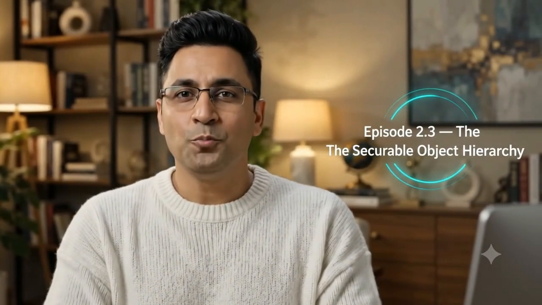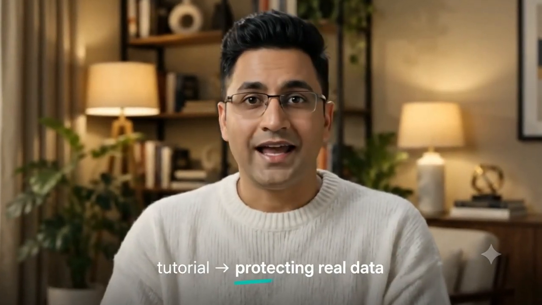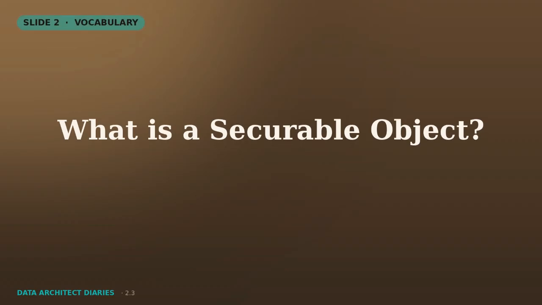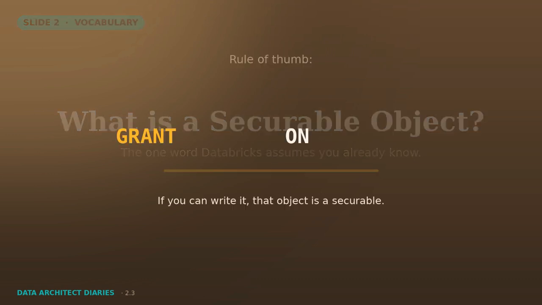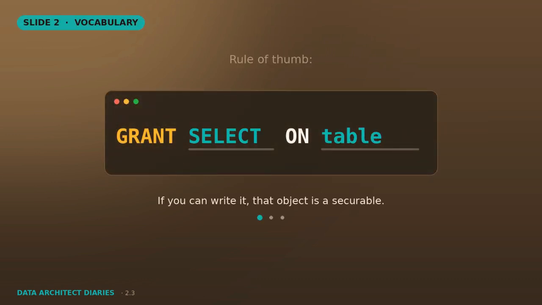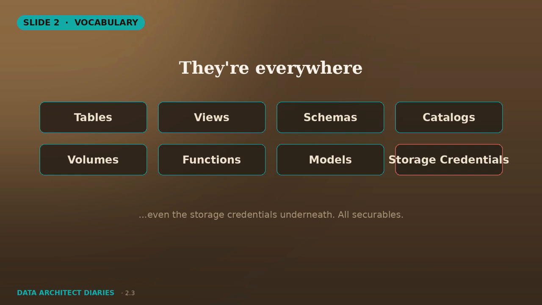This is episode 2.3, the Securable Object Hierarchy, and it's the difference between running a tutorial and actually protecting real data. So let's go. What is a securable object? First, the vocabulary, because Databricks throws the word securable at you like you already know it. A securable is just anything you can attach a permission to. My rule of thumb: if you can write grant something on some object, then that object is a securable. Tables, views, schemas, catalogs, volumes, functions, models, even the storage credentials underneath, all securable.